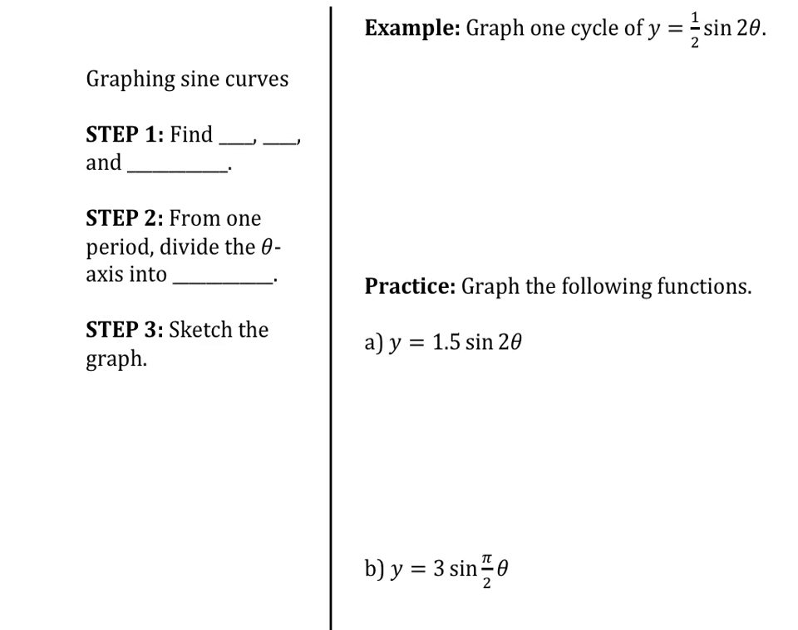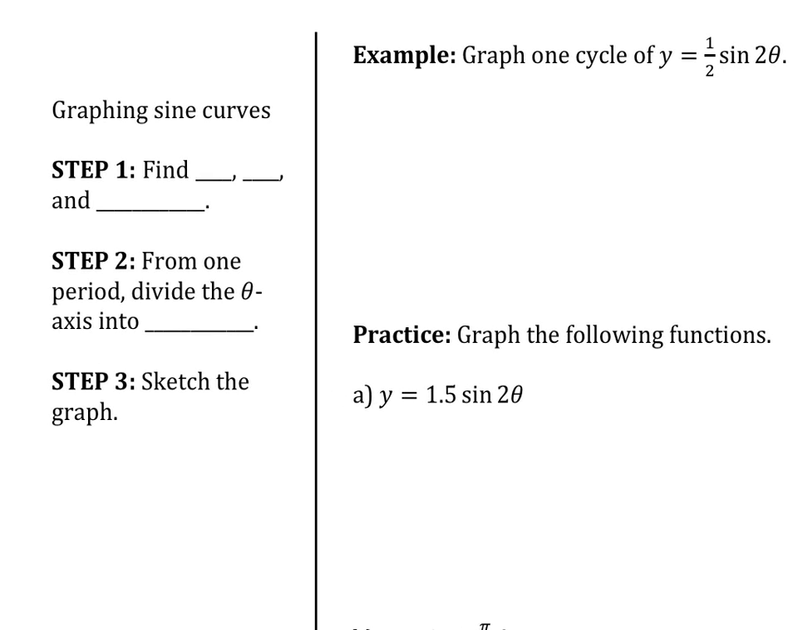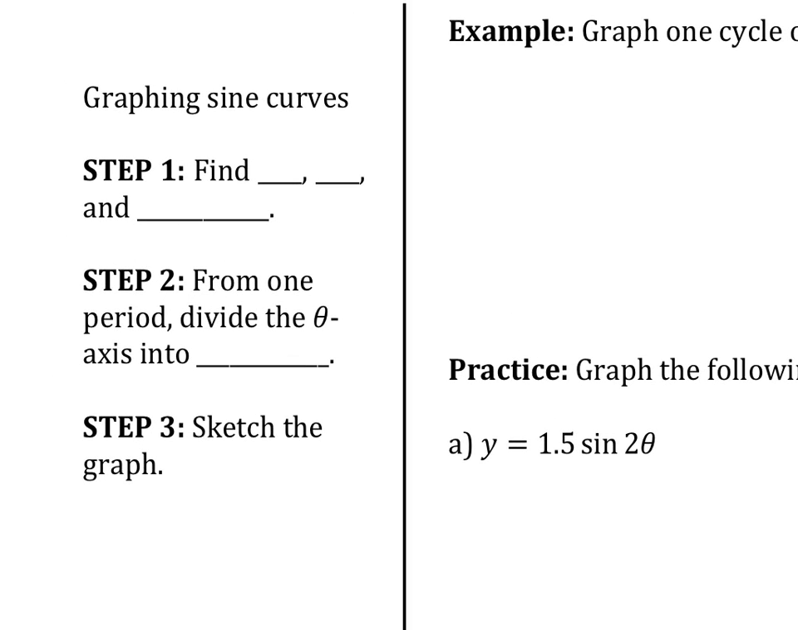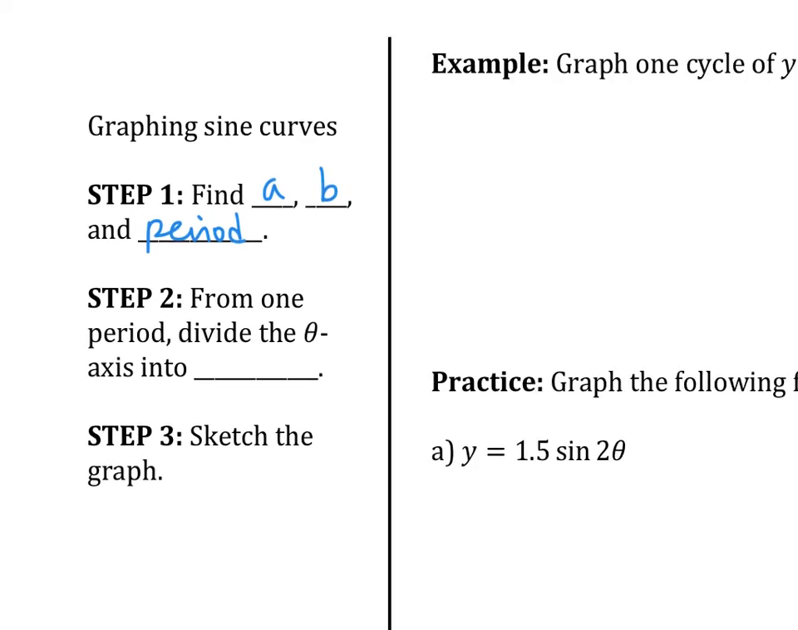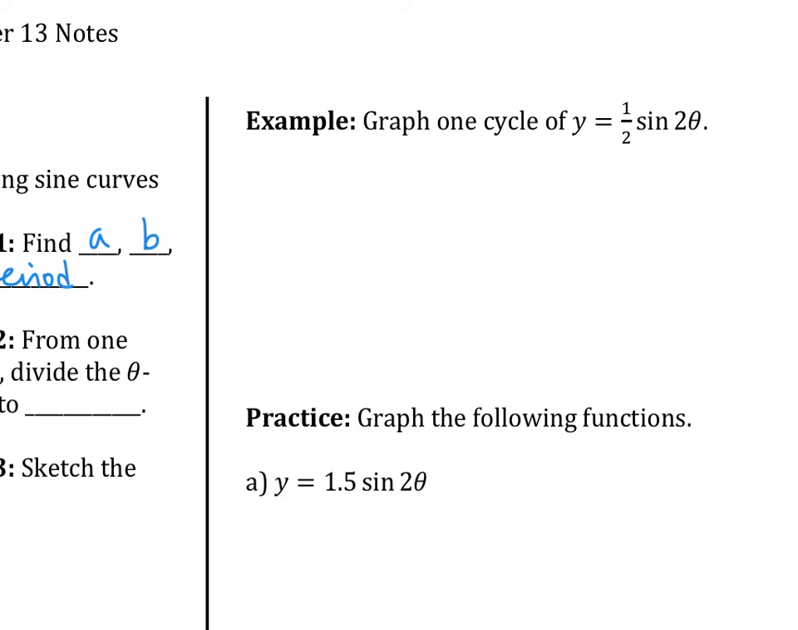Okay, now we are going to practice graphing. So graphing this is a little bit tricky, but there's some steps you can follow. First, you want to find A, B, and then find the period. Okay, so let's go ahead and look at this one. Graph one cycle of y equals 1/2 sine 2 theta. So A is 1/2, B is 2, and then period, you want to recall that formula. So that is 2 pi over B. So 2 pi over 2, which is pi. All right, at least get those things identified.